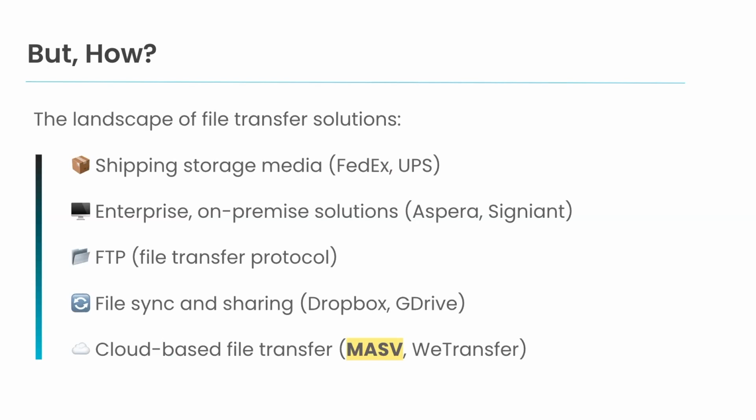But how can we achieve that? If we look at the landscape of file transfer solutions, they generally fall into one of the following categories. It could be shipping hard drives or other storage media with FedEx, UPS, or even Uber Connect. Enterprise on-premise file transfer solutions, usually referred to as UDP transfer software like Aspera and Signiant. Good old FTP, free but slow and really hard to secure. And then there's the likes of Dropbox and Google Drive, which are considered file sync and sharing services. And finally, cloud-based file transfer services like WeTransfer and MASV. Yeah, that's us. Although we consider ourselves more of a transfer platform, not just a service, and we'll see why in a moment.